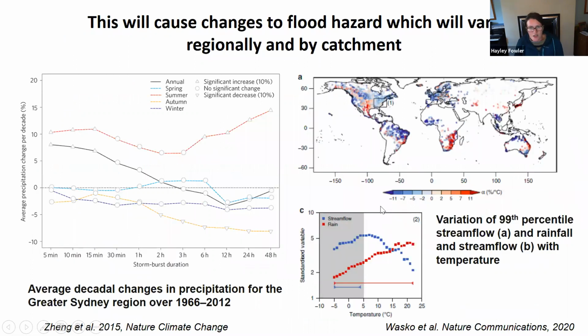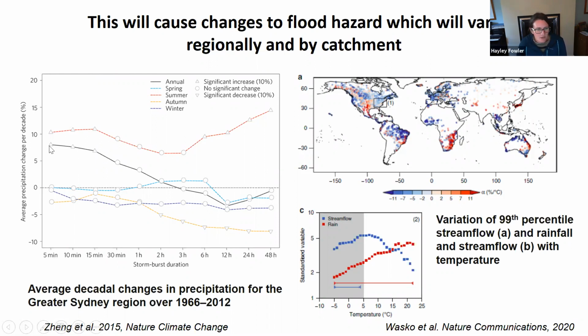So of course, this change in rainfall intensities will cause changes to flood hazard, which will vary regionally and by catchment. And I think there are some interesting things to think about here with changes to seasonality. You can see on the left here, from a paper published in Nature Climate Change, decadal changes in precipitation for Sydney in Australia. They looked at the change per decade in different storm burst durations from 5 minutes up to 48 hours for different seasons.